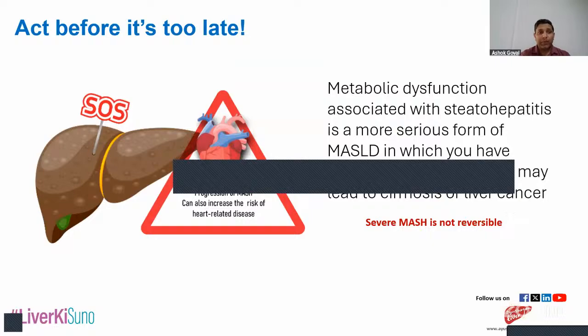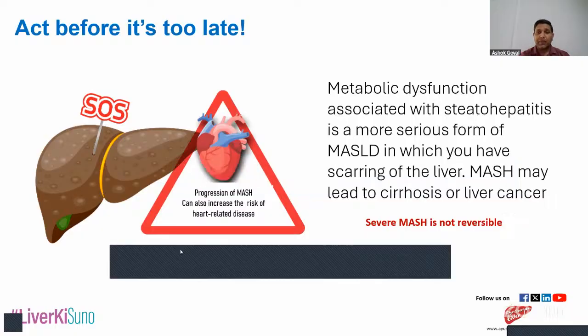So it is very important to act before it is too late. The progression of MASH can also increase the risk of heart-related diseases. As I already mentioned, patients who have liver-related cirrhosis, fibrosis and MSLD die because of cardiovascular manifestation and not because of the liver in the first go. Metabolic dysfunction associated steatohepatitis is a more serious form of MSLD, in which you have scarring of the liver. MASH can lead to cirrhosis and liver cancer also.